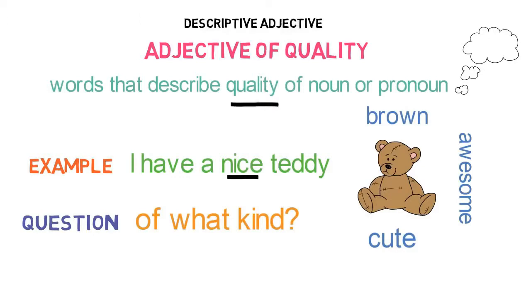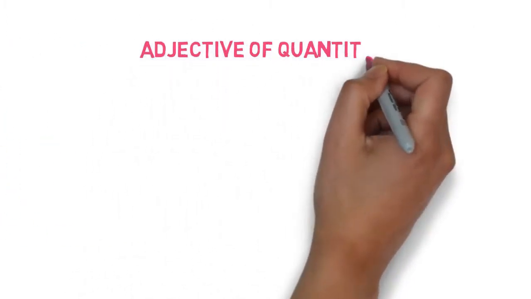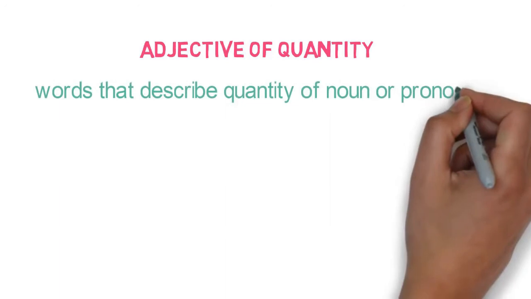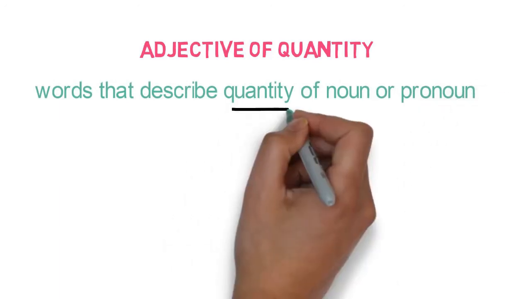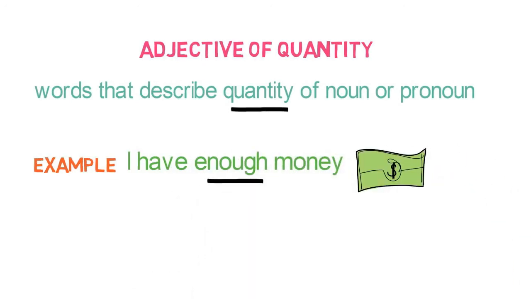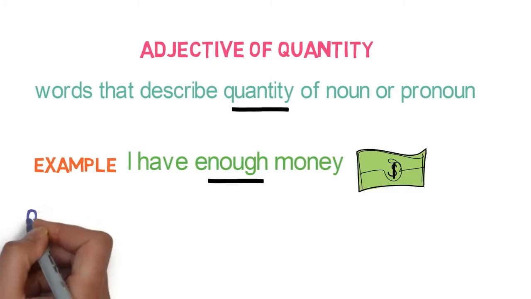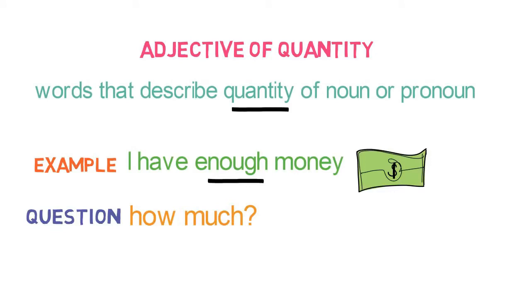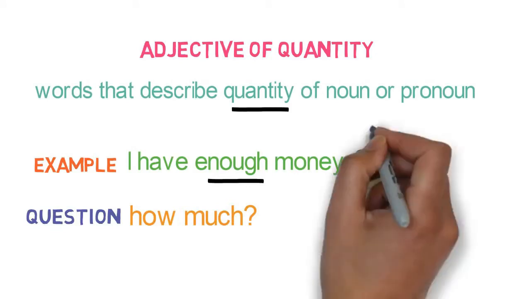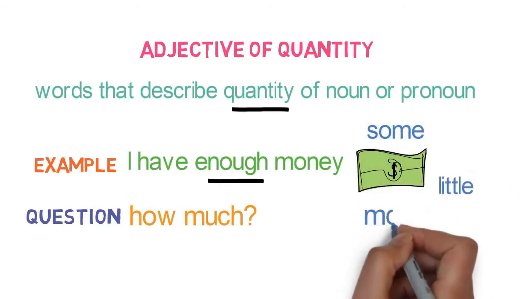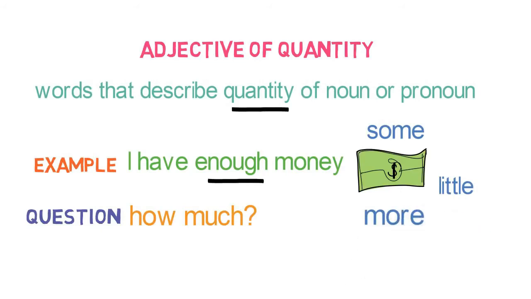Now, let's look into the next type, adjective of quantity. They are the words that describe the quantity of nouns or pronouns. Please note the word quantity. Example, I have enough money. Here, enough describes the quantity of money I have. Questions they generally answer are how much in any sentence. Some more examples of them are I have some money, I have very little amount of money, I have more money. So remember, they define the quantity of noun, not the exact amount.